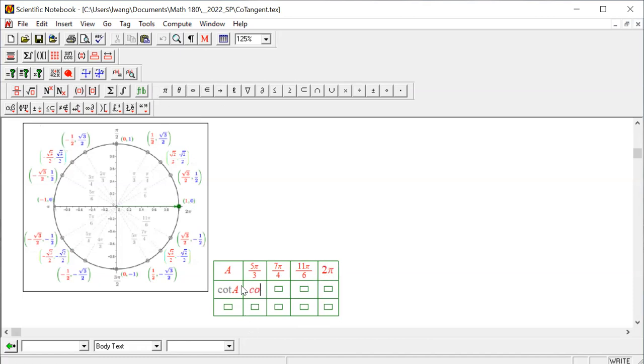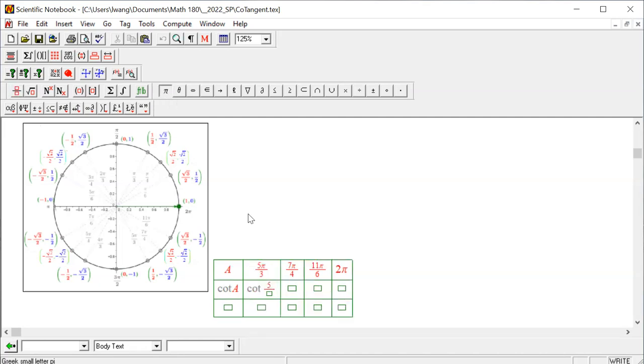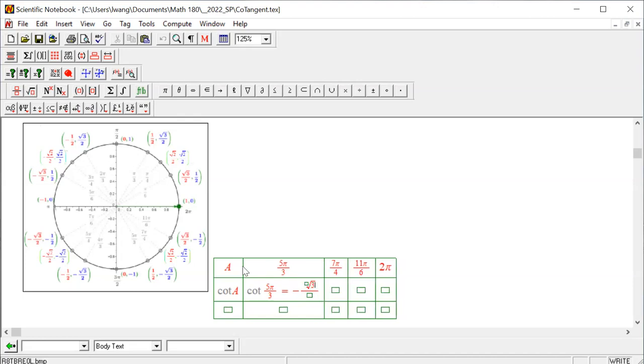Okay, so let's look at the cotangent values. Cotangent of 5 pi over 3, red number divided by the blue, we're getting negative root 3 over 3. The red number divided by the blue number, they are opposite in sign, different in values, but these are familiar values. If you have any questions reading this piece, feel free to ask me, or you can pause and do your calculation.